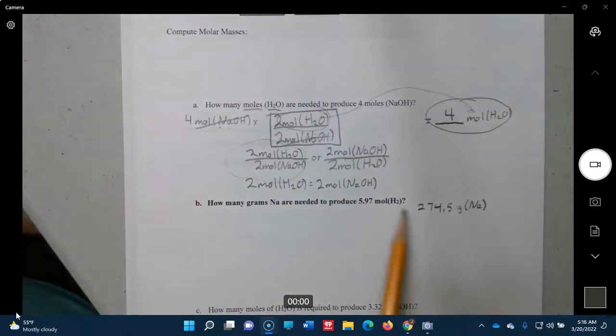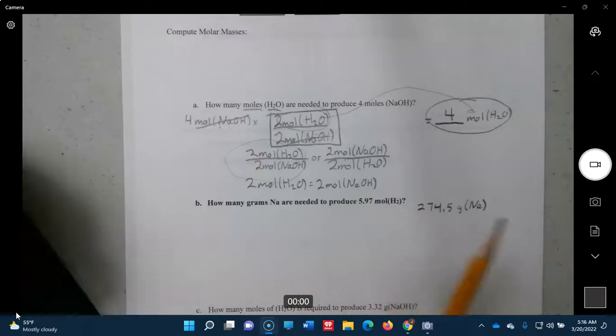Here's the answer to it. You show all the work. 274.5 grams of sodium is what you should end up with for that problem.